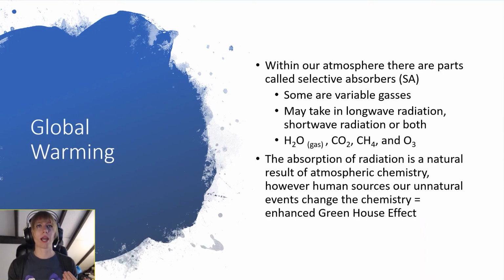So within our atmosphere, there are parts called selective absorbers, or SAs. These are variable gases. They take in long-wave radiation, short-wave radiation, or both, like water vapor, carbon dioxide, CH4, and ozone. The absorption of radiation is a natural result of atmospheric chemistry, but our addition of extra sources of these absorbers is what makes this more unnatural and enhances what we call the greenhouse effect.